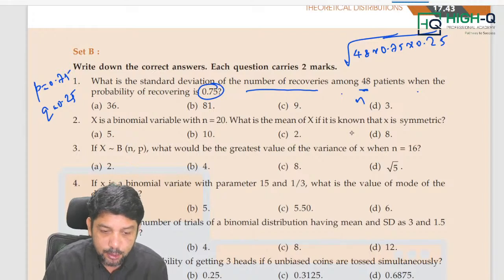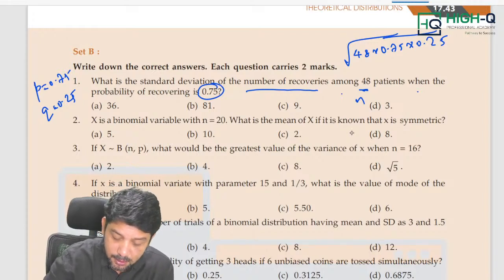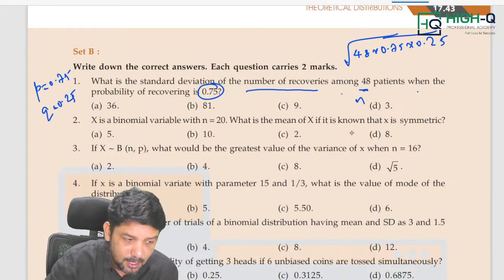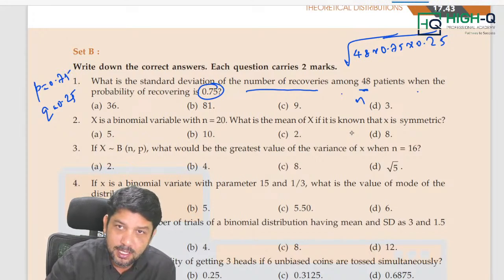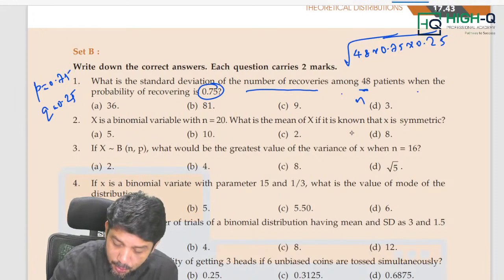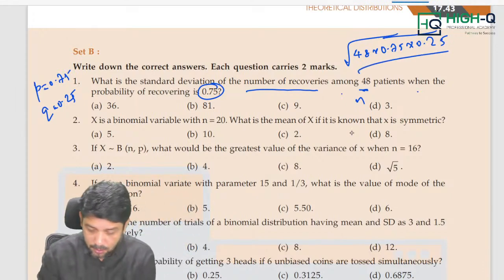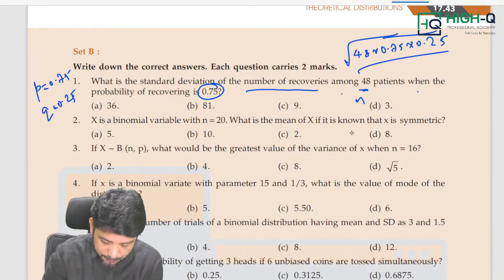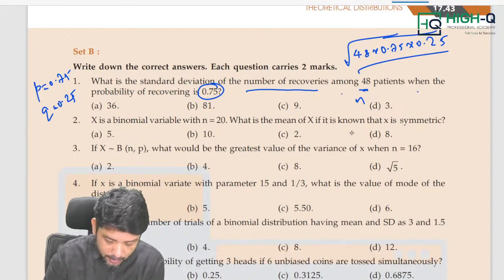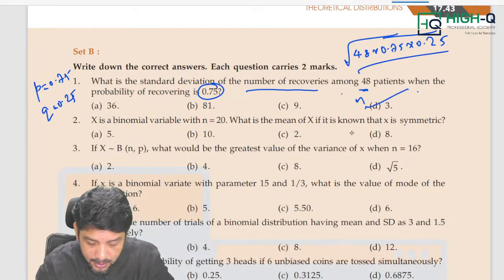I am not saying numericals are not asked in the examination. Of course, numericals will be asked in the examination. I am doing numericals only, na? I am just covering theory, and the numericals I am doing for a few problems. So just substitute and get the answer. Now, what exactly are the options? Look at this. You will take your calculator. 48 into 0.75 into 0.25 and its square root, which is nothing but 3, my dear. The answer is 3.